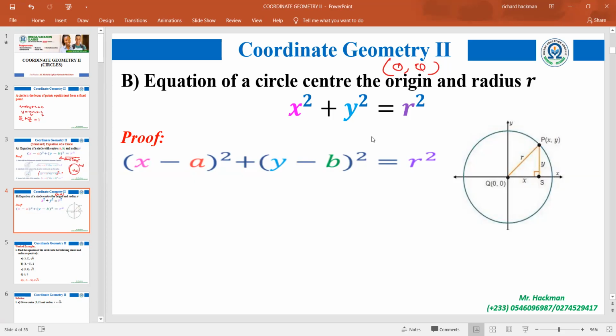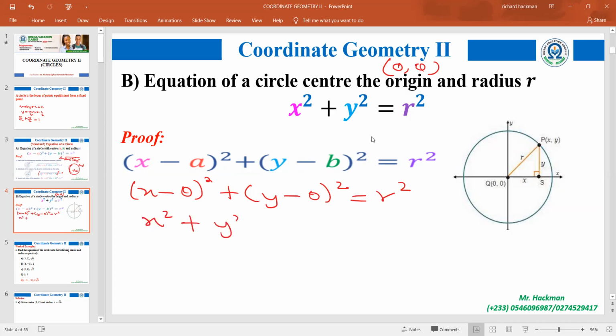Yes, please. And you can see that if the center is the origin, then, so prove: if the center is the origin, then it means a is equal to what? 0. Am I right? Yes, please. And b is also equal to 0. So if you substitute that into the general standard formula, x minus 0 is x, so this will give you x squared, plus y minus 0 is y, which will give you y squared, and it's equal to r squared. You see the validity of what we have there.